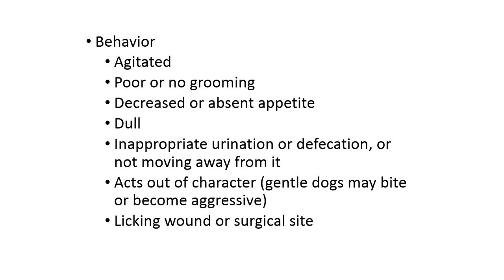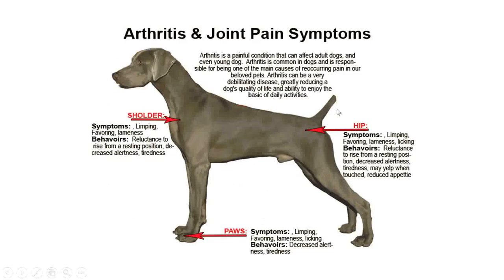They may be agitated. They're not grooming themselves. They have a dull hair coat, inappropriate urination, and defecation. They may defecate and lay in it, or urinate and lay in it. Gentle dogs sometimes become aggressive. They may lick the site or the wound. Signs of arthritis and joint pain in dogs.